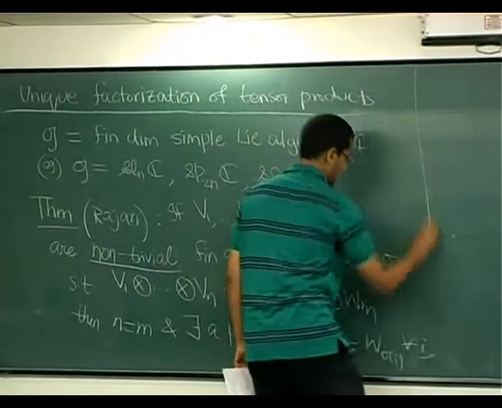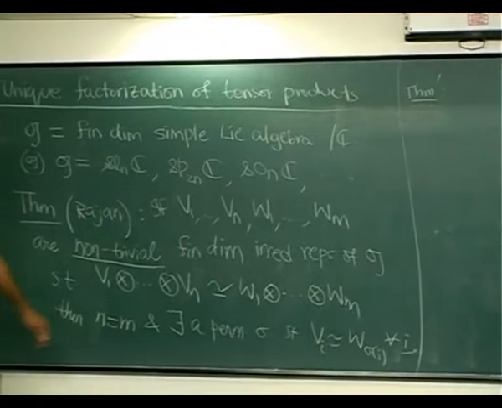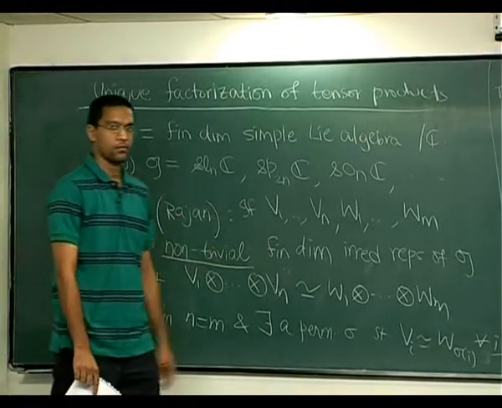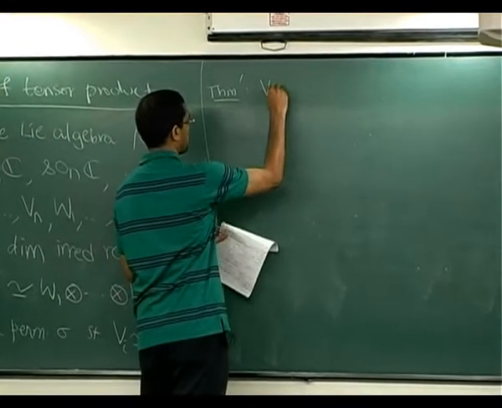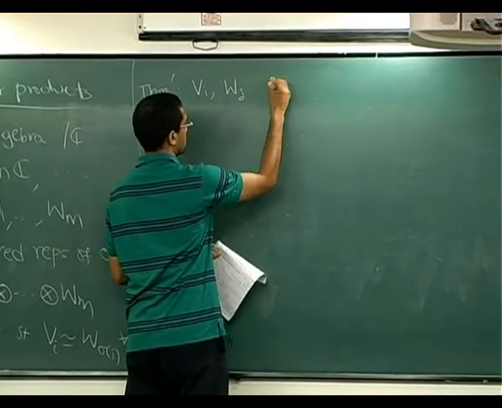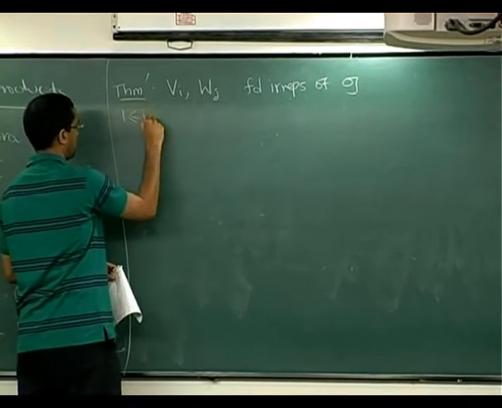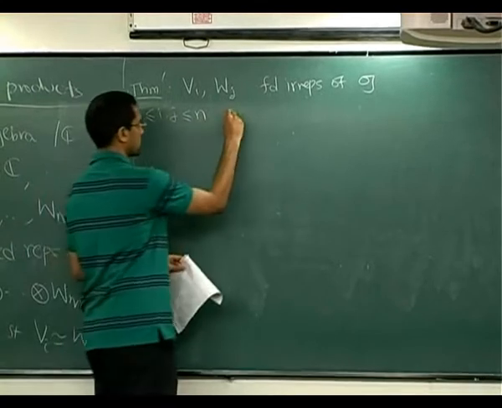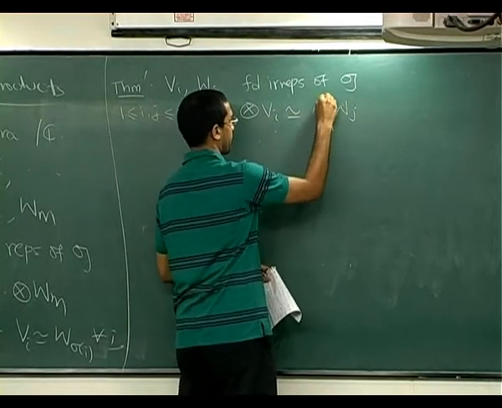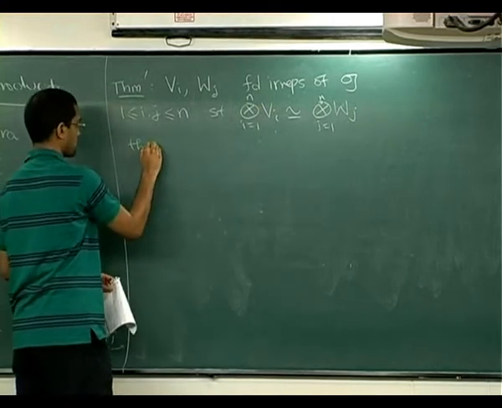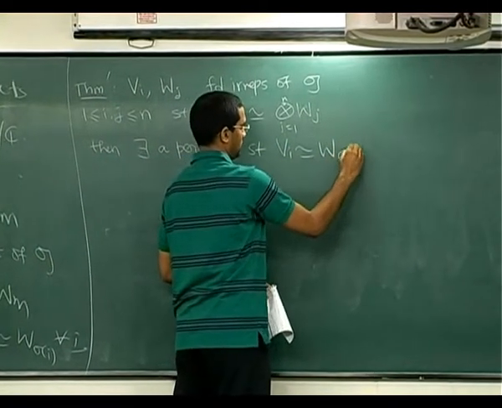So alternately, there's an alternate version sort of implicit in the way Rajan proves it, for example, which is you fix n equals m to start with, but then you allow trivial factors. Okay, so let me again write this out. So let's say we have Vi, Wj, finite dimensional irreducible representations of G for i, j between 1 and n, such that the tensor product of Vi is the same as the tensor product of the Wj's. Then there exists a permutation sigma such that Vi is the same as W sigma i for all i.